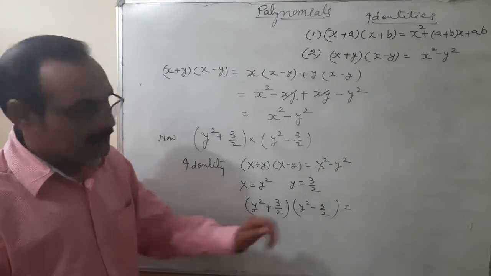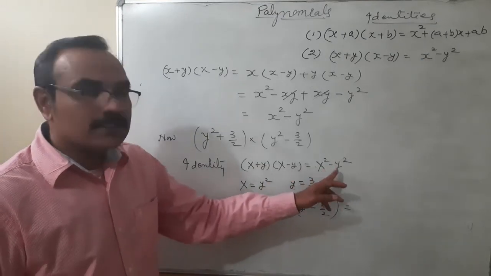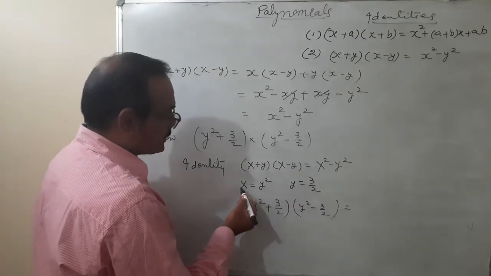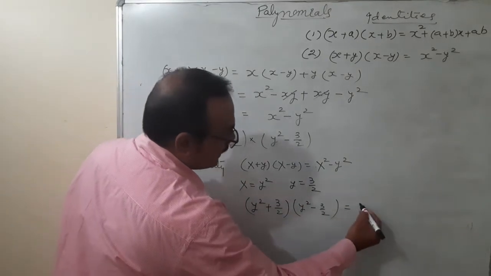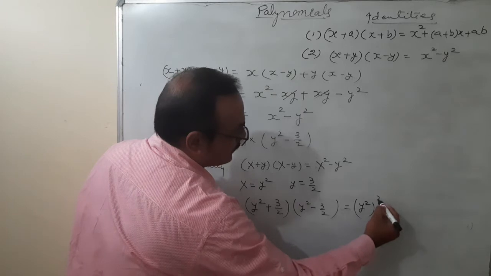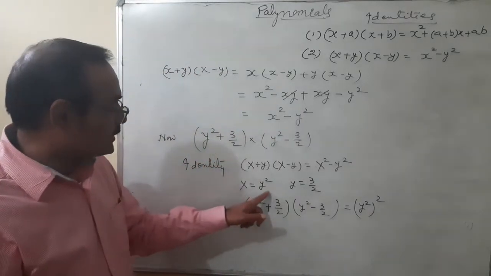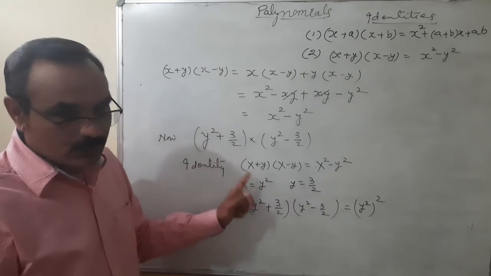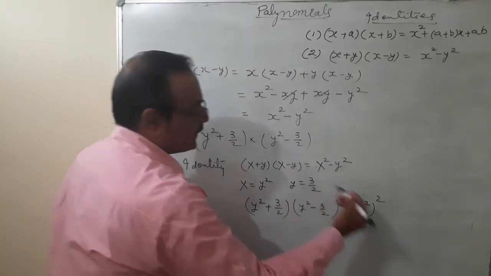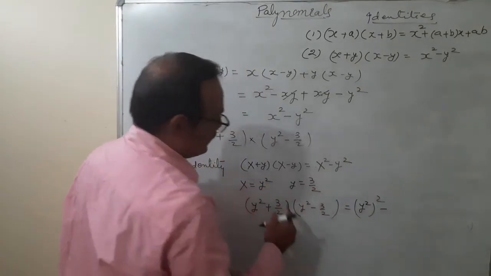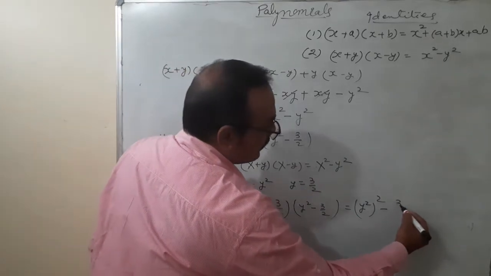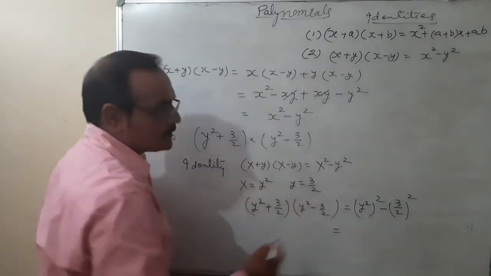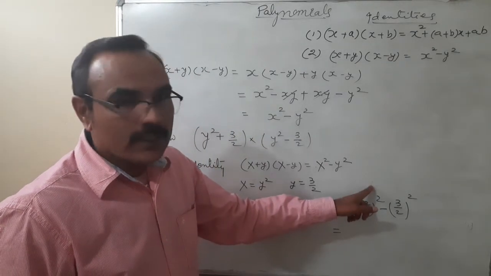You can see this is the left hand side term, that means this is the question. And its value is x square minus y square. Capital X square, what does it mean? (y square) whole square. That means squaring on both sides. Minus y square, the value of y is (3 upon 2) whole square. So if I solve this step, (y square) whole square.